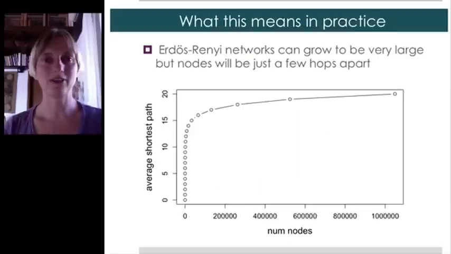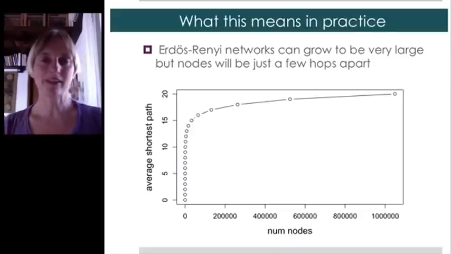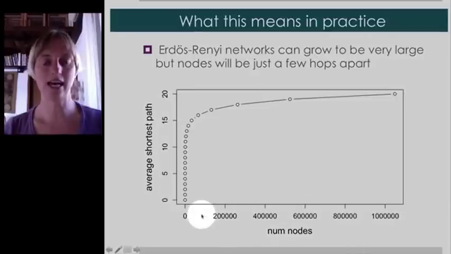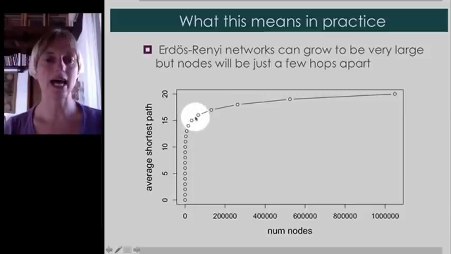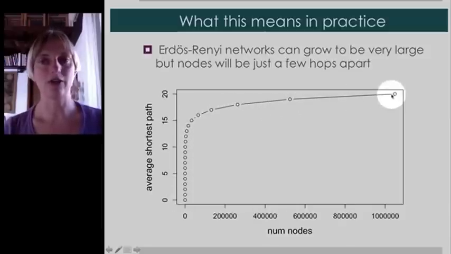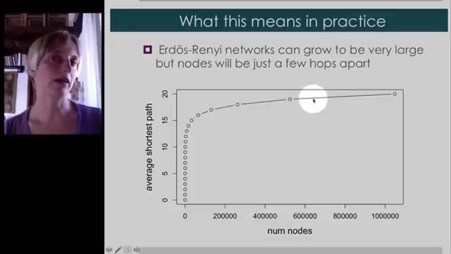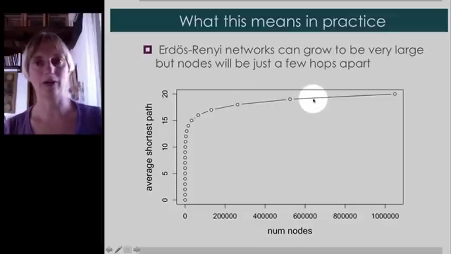So there's something very cool about this, which is that the graph can grow very, very large, meaning that it has lots and lots of nodes, and yet any 2 nodes are going to be connected through a short number of hops. So here on the x-axis, I've plotted the number of nodes, and on the y-axis we have the average shortest path, and you can see that even as the network gets very large, you get the shortest path growing slowly. It's growing only logarithmically.